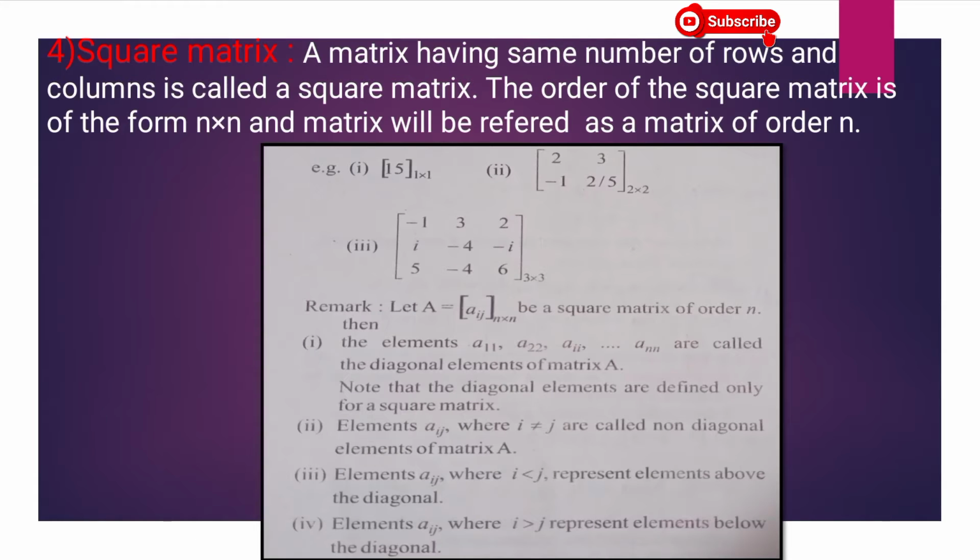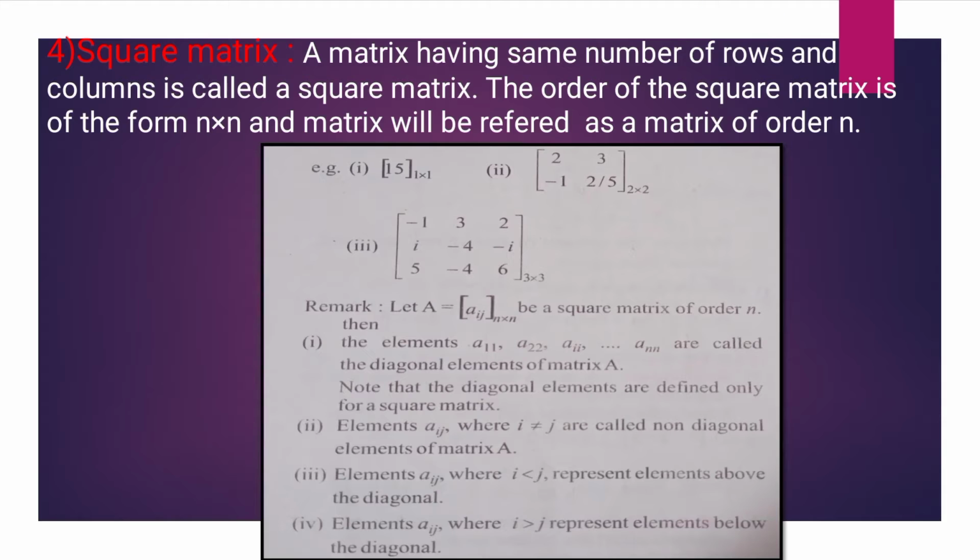Now the fourth type is square matrix. A matrix having the same number of rows and columns is called a square matrix. The order of the square matrix is of the form n cross n and the matrix will be referred to as a matrix of order n. Now I have given an example below. Look carefully. Now some remarks. Remember that it will work while solving the problem.